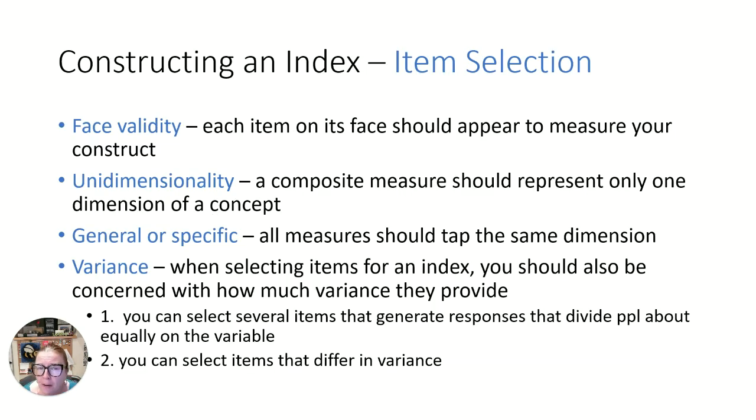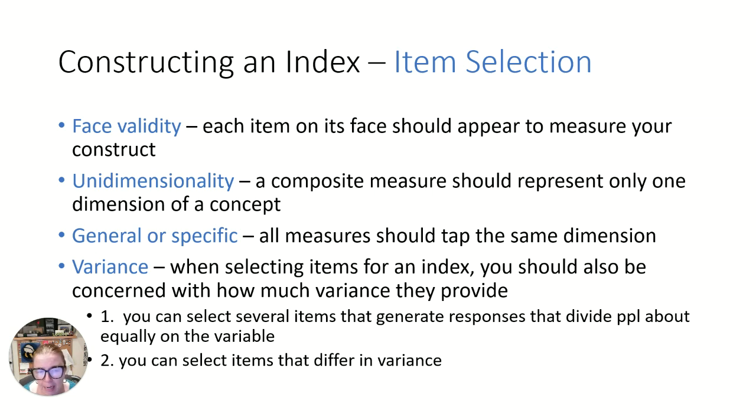So we're looking at a few things when we're constructing an index. First of all, everything that we include in the index should on its face, like at face value, appear to measure your construct, okay? So whatever variable you're trying to measure, if you were going to measure fear of crime, each piece you put in there should at face value look like it's related to fear of crime. A composite measure should represent only one dimension of that concept. They should all tap the same dimension.